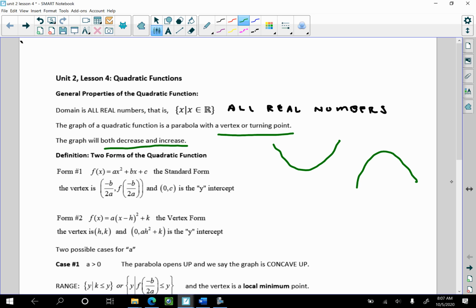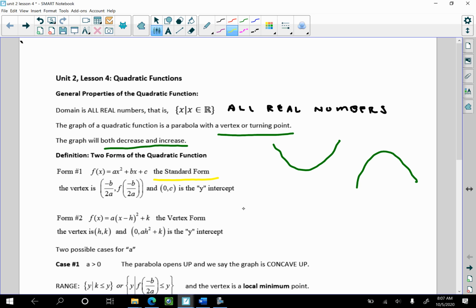Okay, two forms of the quadratic function. Form number one is called the standard form, ax squared plus bx plus c. This is the standard form here. The vertex is negative b over 2a, f of negative b over 2a, and (0, c) is the y-intercept.